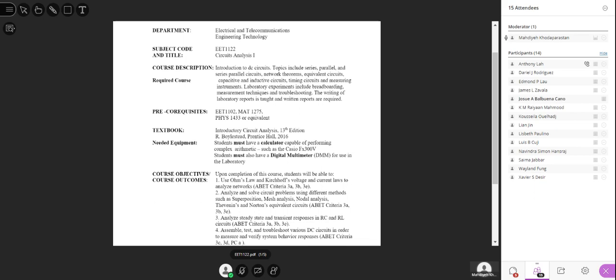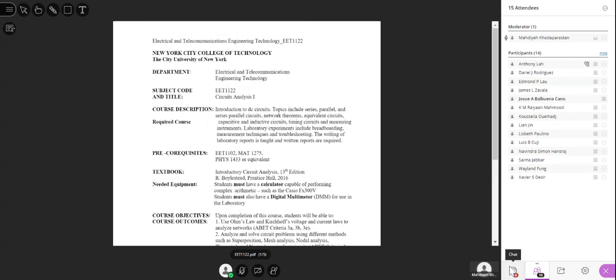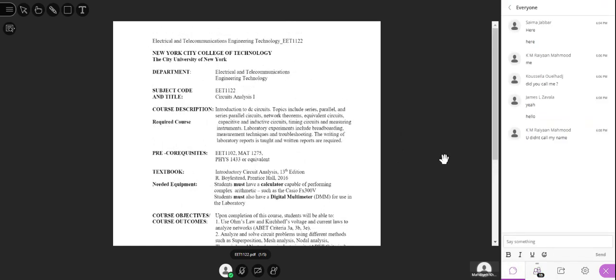Okay, I sent you the syllabus. You must receive it shortly, but I have it also in here. Important things about the course: the book, on page 1, is Introductory Circuit Analysis, 13th edition, by Boylestad. You can find the PDF online, or you can order the book.